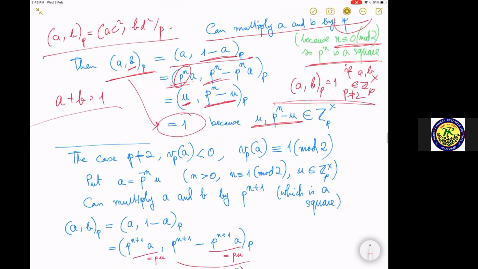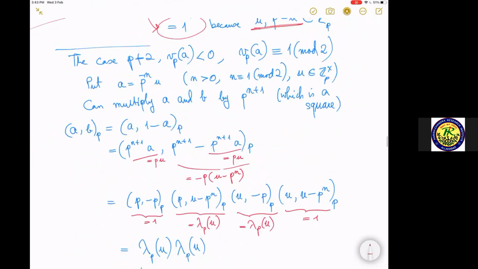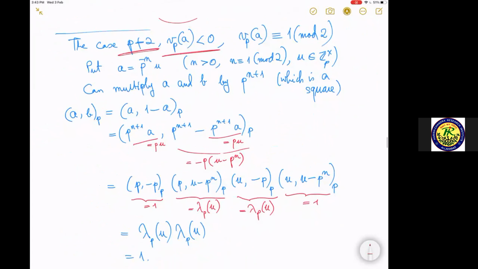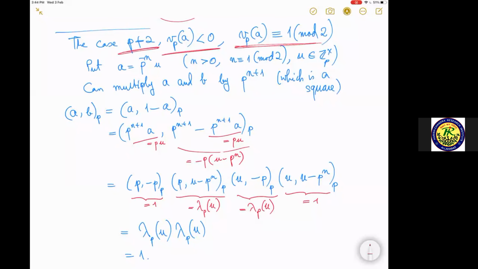So let's continue. The only remaining case for an odd prime P is when the valuation of A is strictly negative and odd. If it's odd, I write A as P to the minus N times U, where N is strictly positive and odd, and U is a unit in Z_P star.